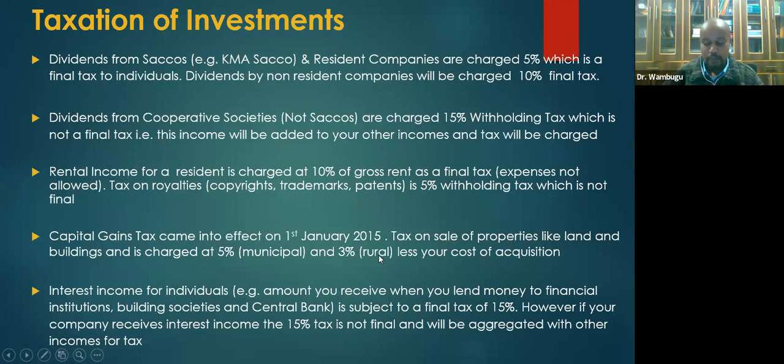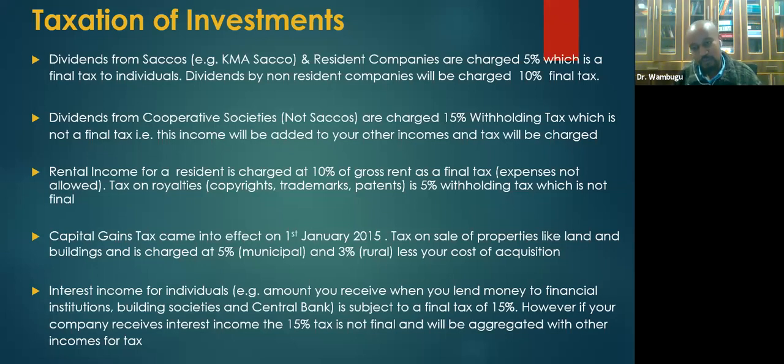Now let me explain. For example, if I buy land, and before I forget, the threshold for capital gains tax is currently 3 million. So if I bought the land for 500,000 and I sell it for 1 million, the threshold has not been met, so you don't pay capital gains tax. However, let's assume the land is within Nairobi, which is a municipal area, and I bought it for 3 million and then sell it for 5 million. What will happen is that they will say 5 million less the 3 million. So the gain you've made is 2 million.